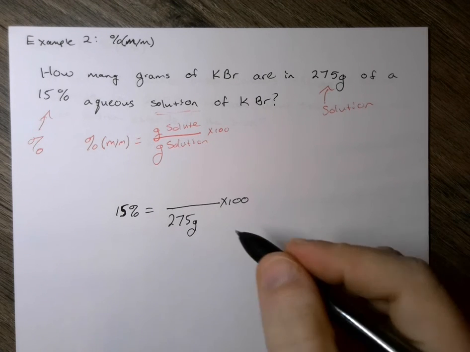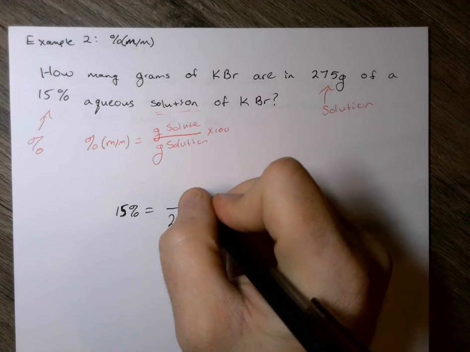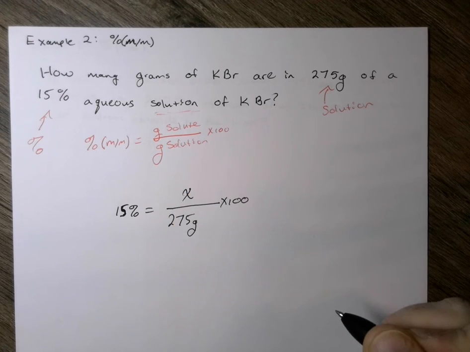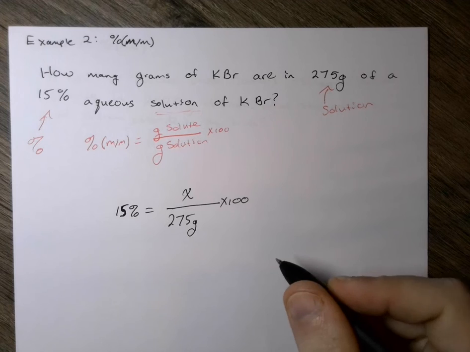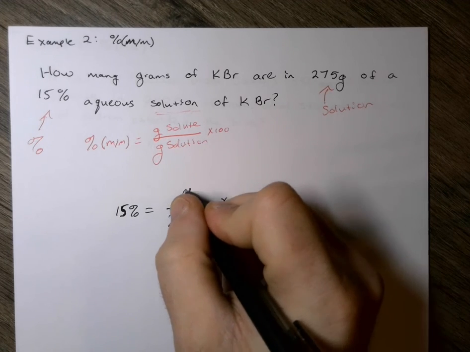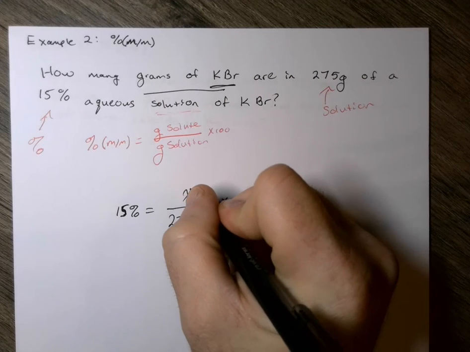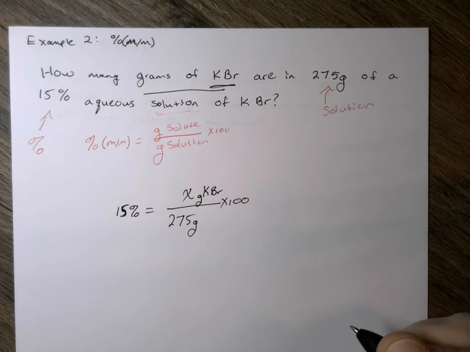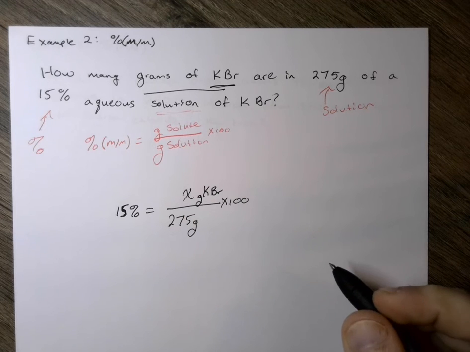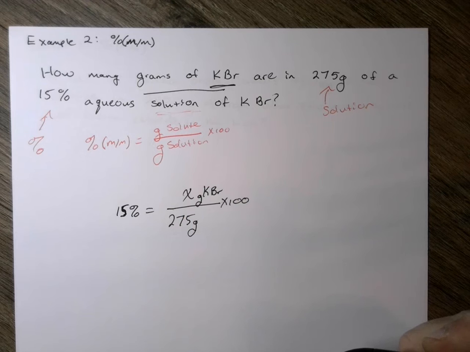So what I'm going to do is I'm going to plug in a variable. My classic variable that I like to use is just an x. So 15% is equal to x over 275 grams times 100. Now, the x is in grams of KBr, so that's what I'm going to write, x grams of KBr, so that I know what I'm looking for. Now I need to get the x by itself.